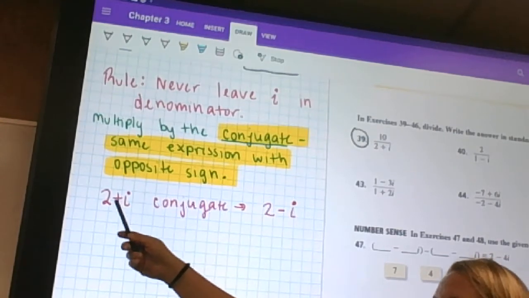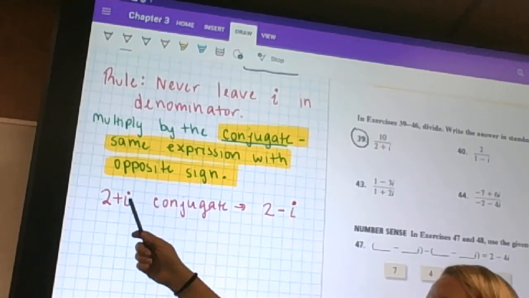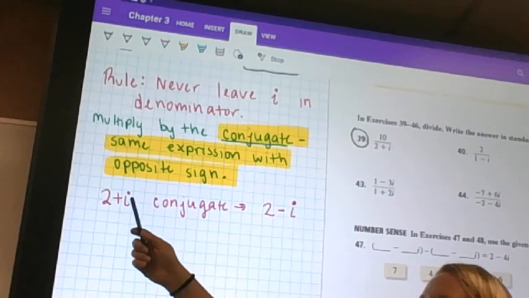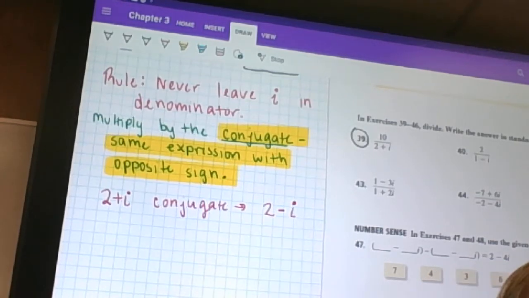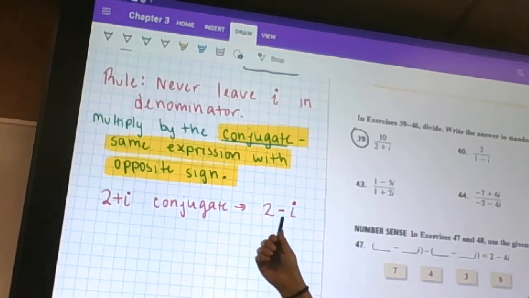So with a positive and a negative, if we multiply these, there'll be a canceling out effect. So the conjugate is a really powerful math tool. With the opposite sign, we'll be able to cancel a term out.